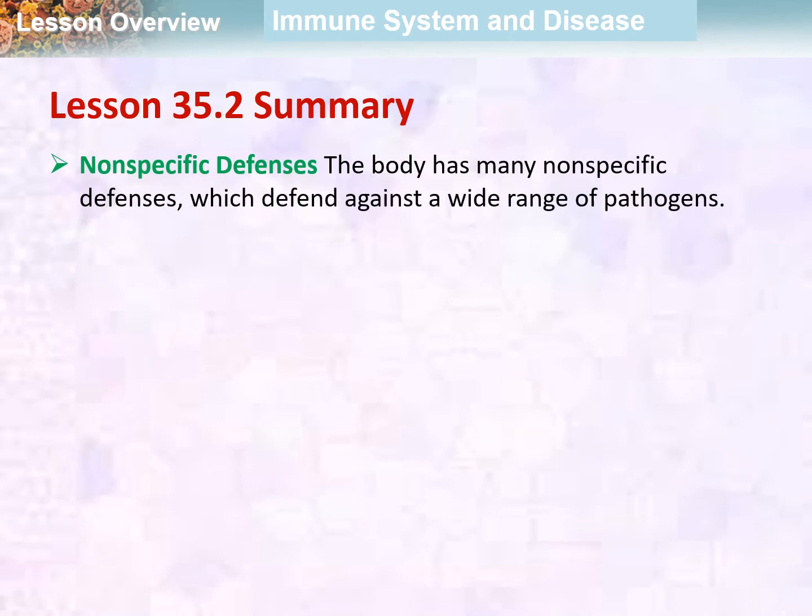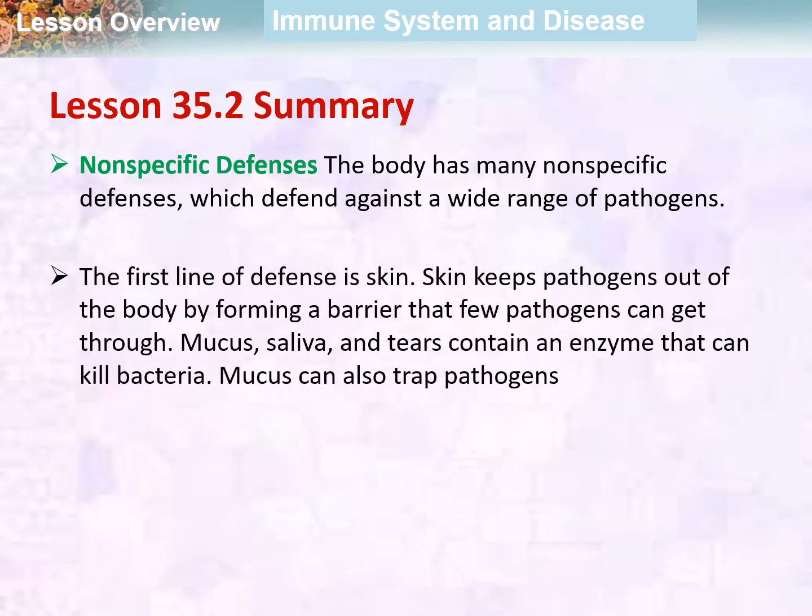Let's have the Lesson 2 summary. On nonspecific defenses, the body has many nonspecific defenses, which defend against a wide range of pathogens. The first line of defense is the skin. Skin keeps pathogens out of the body by forming a barrier that few pathogens can get through. Mucus, saliva, and tears contain an enzyme that can kill bacteria. Mucus can also trap pathogens.